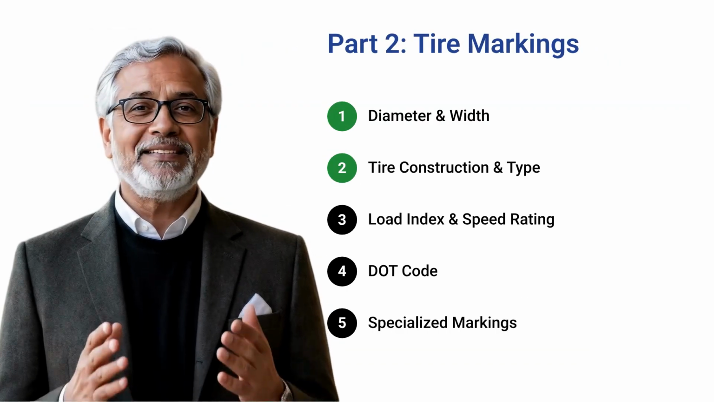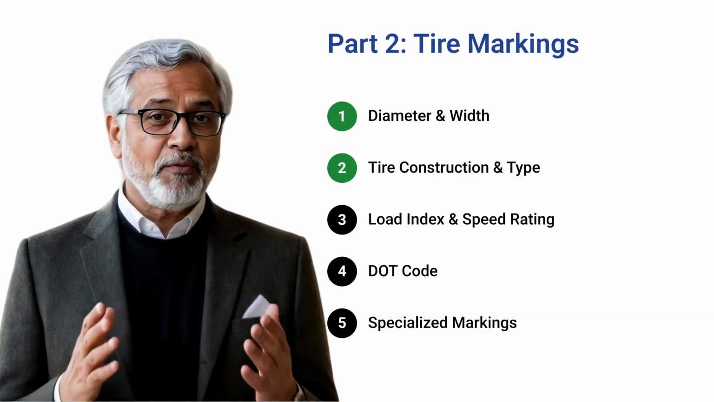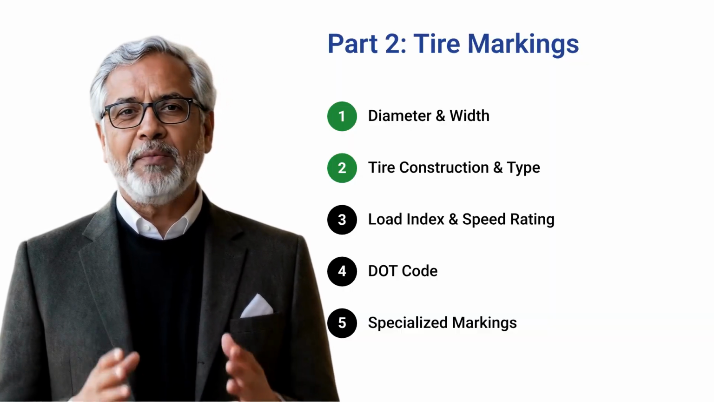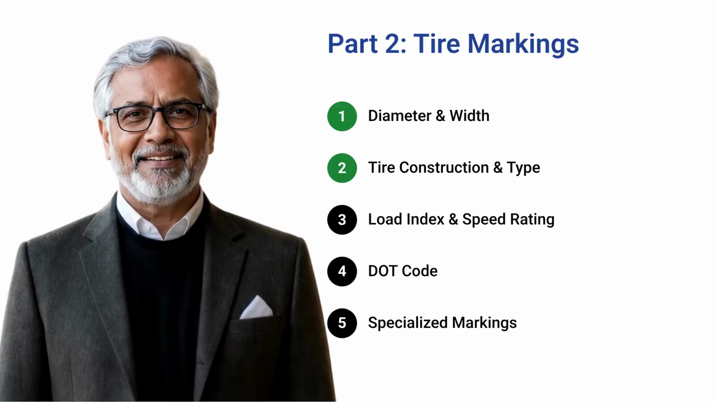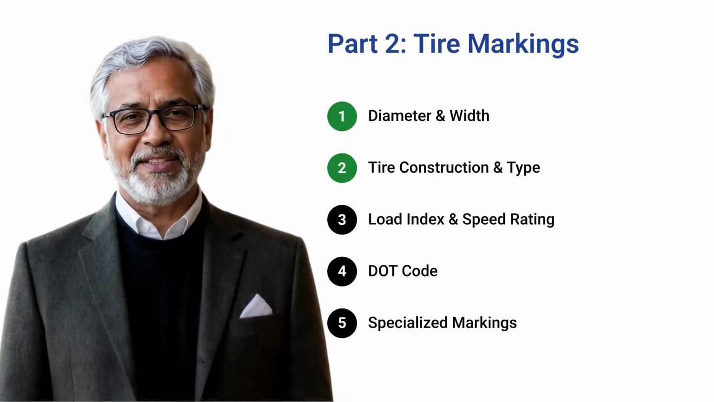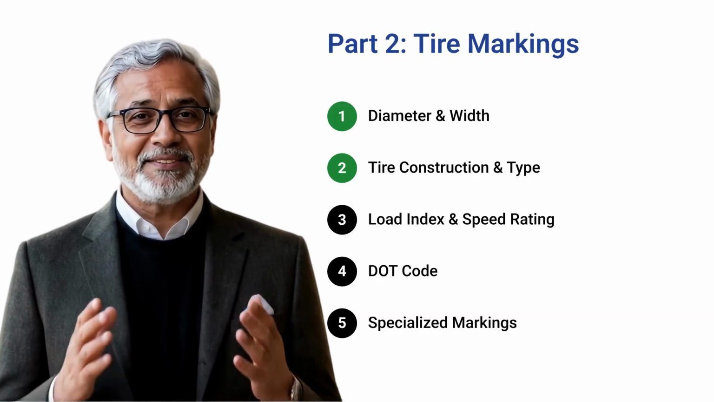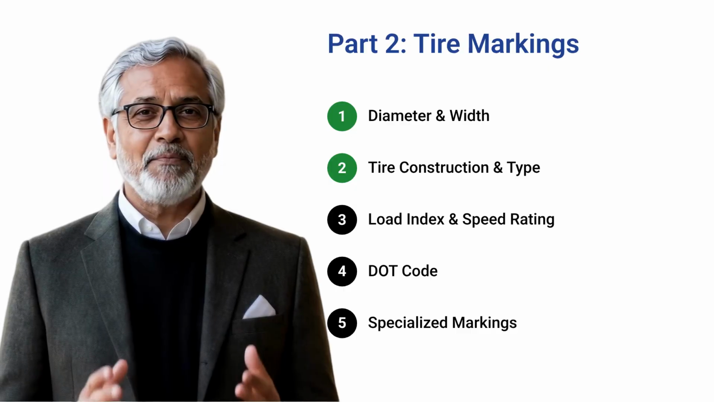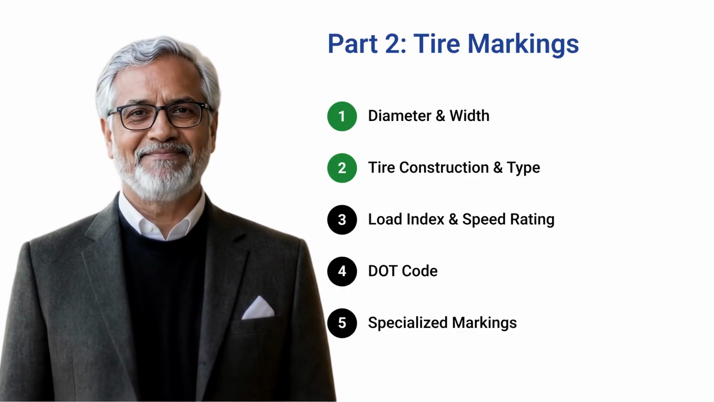We have now completed tyre construction and types, including radial, bias ply, tubed, tubeless, and other tyre designs. Next, let us look at load index and speed rating, which define how much weight a tyre can safely carry and its maximum approved operating speed.